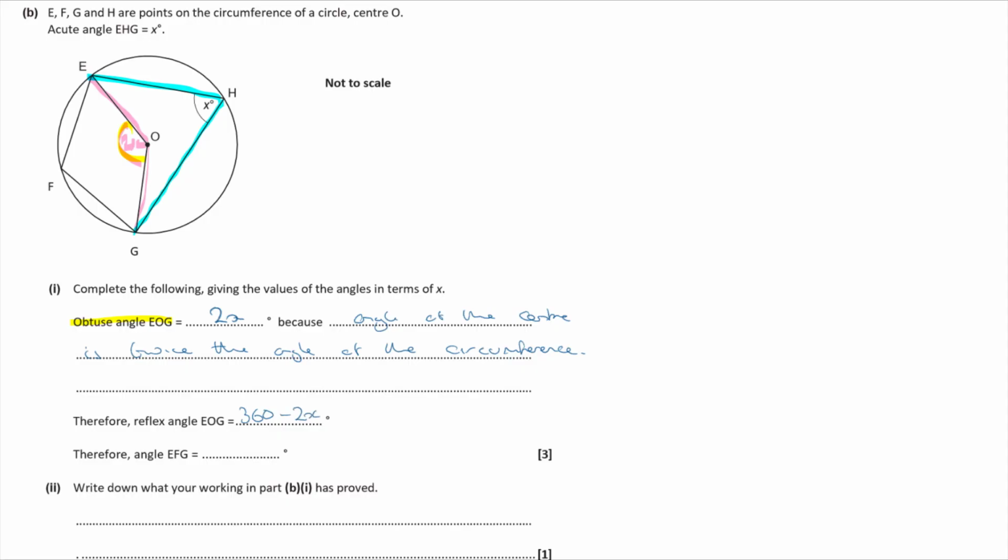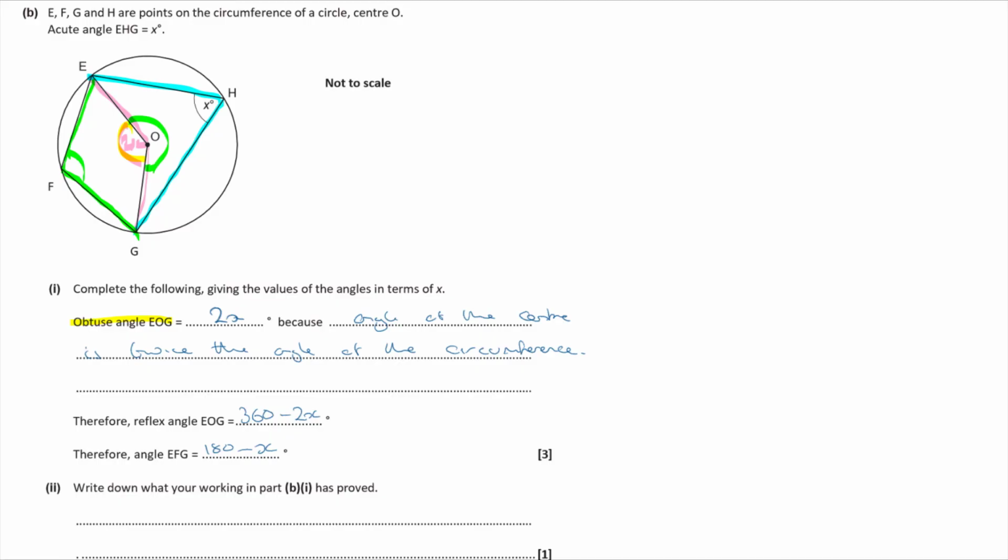Okay, and therefore angle EFG, where's EFG? EFG is going to be that one there, look. So angle EFG is going to be half of that for the same reason. So this angle here is going to be half this one, for the same reason that x is half of 2x. So then EFG is going to be half of 360 minus 2x, which is going to be 180 minus x. And then write down what you're working in part B, part 1 is proved.